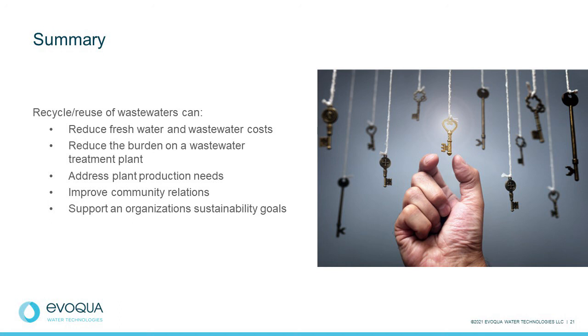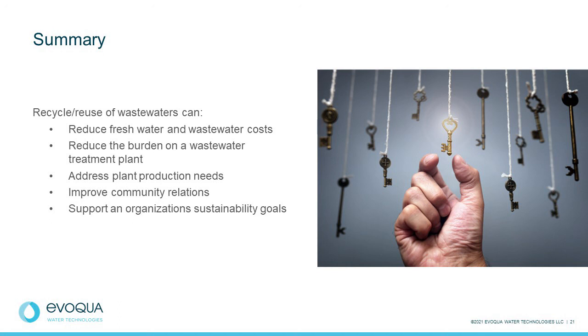Reduced use of local natural resources and lower discharge volumes of wastewater into surrounding lakes and rivers fosters a good industry-community relationship. And finally, wastewater reuse and recycle protects a valuable, limited natural resource, which supports an organization's sustainability goals.